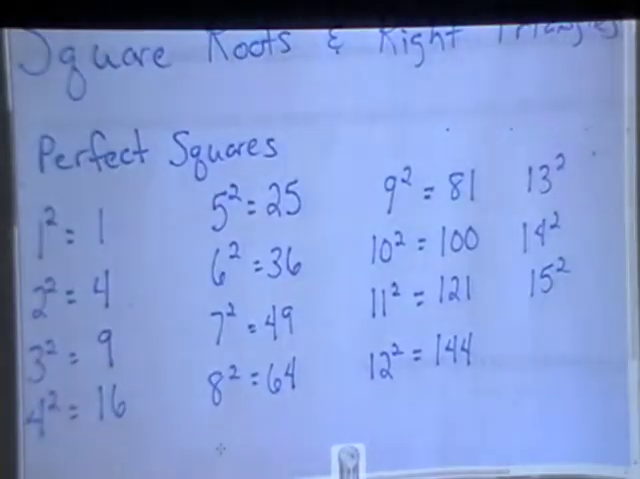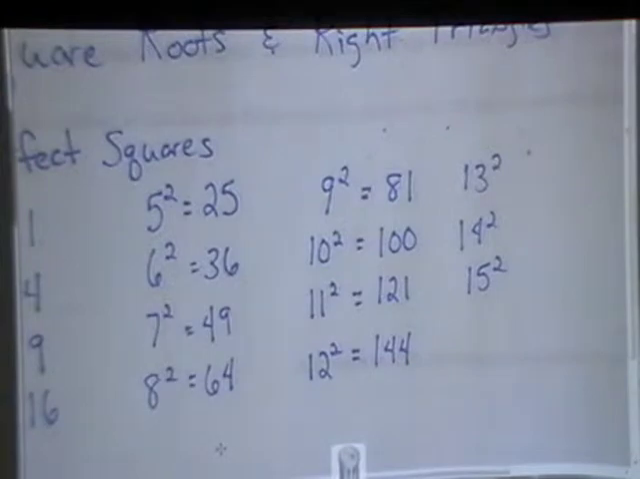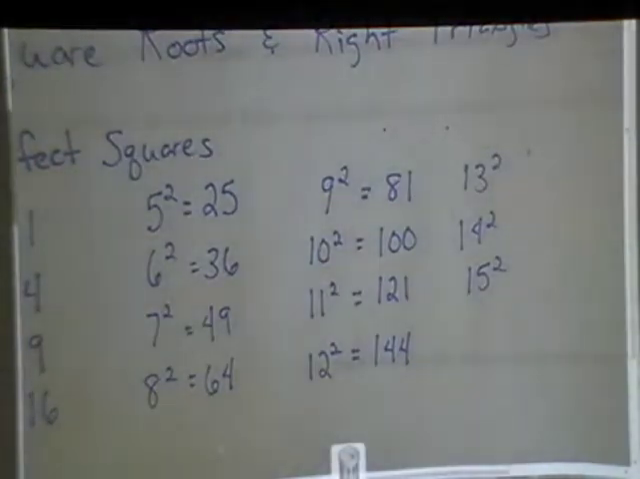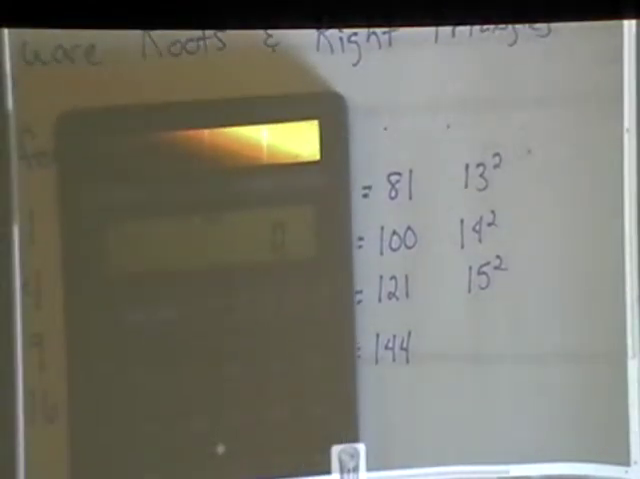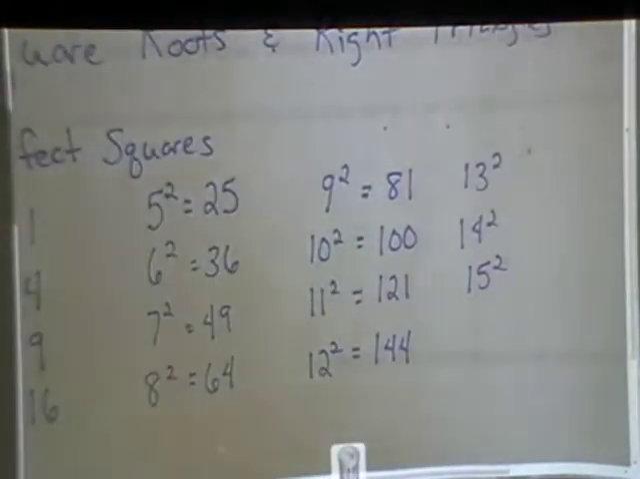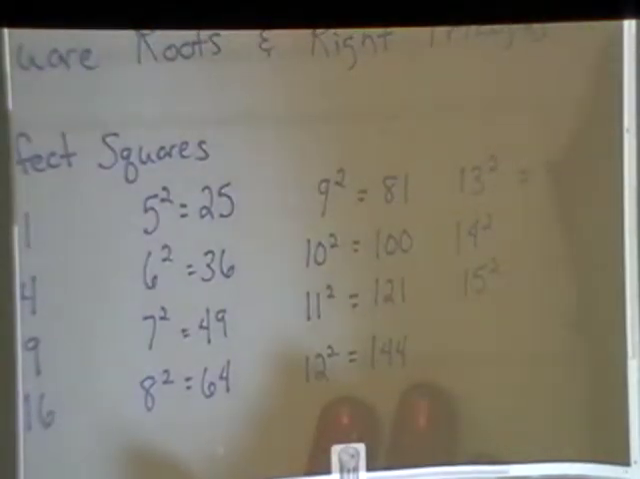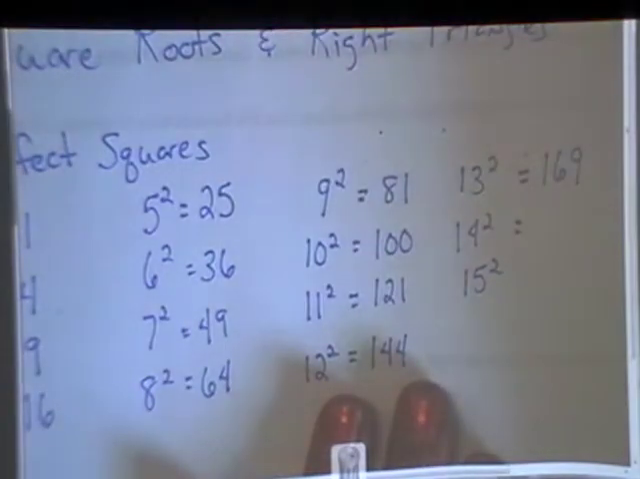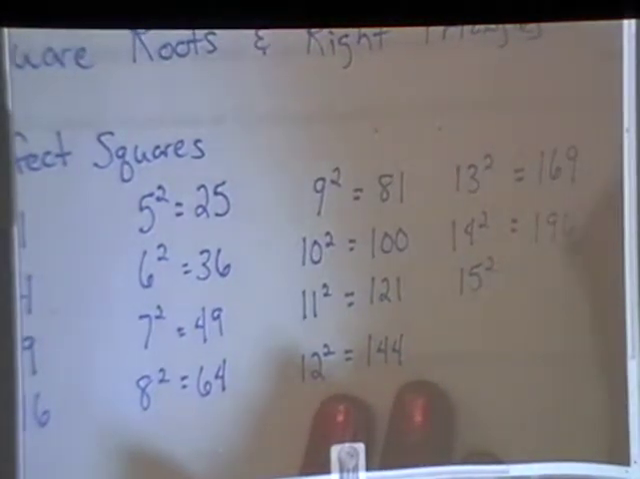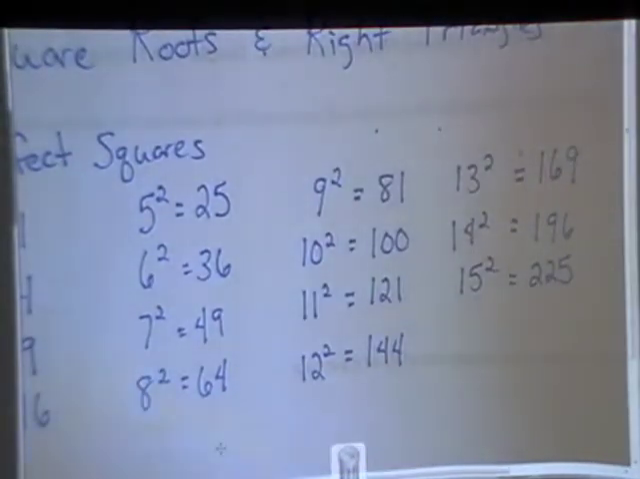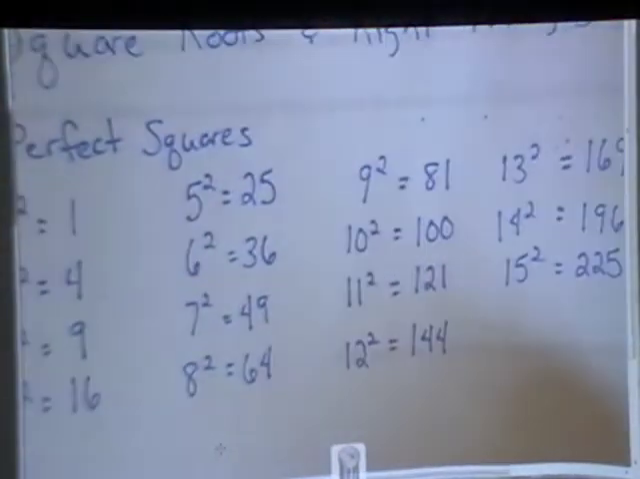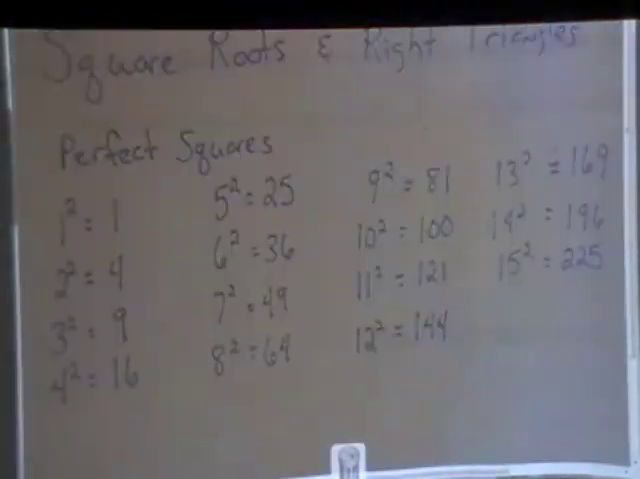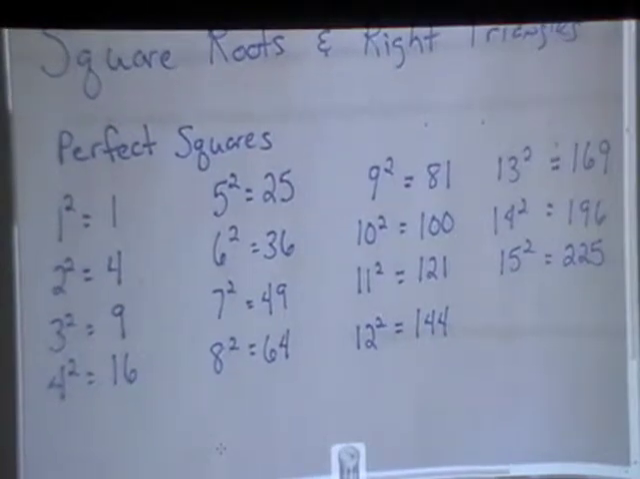So the state expects you guys to know all the way up to 15 squared. Now remember, if you get into binds, don't worry about it. Grab your calculator and multiply. So 13 squared would be 13 times 13. Alright, so let's finish up. 13 squared is 169. 14 squared, 196, and 15 squared is 225. Alright, so that's your list of perfect squares. Let me zoom out for just a little bit and make sure you got them all copied down.